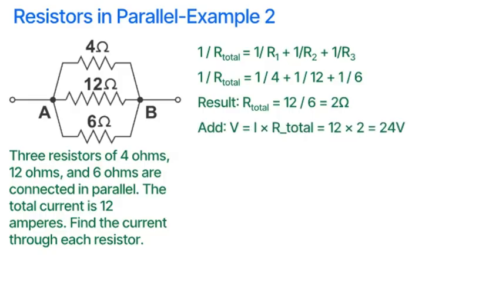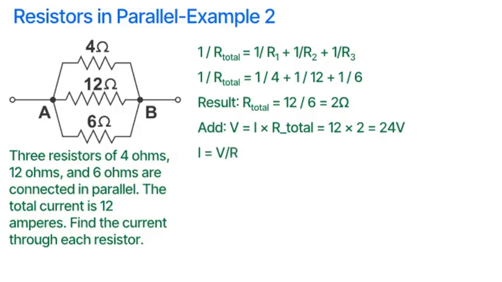Now use Ohm's law to find the voltage. Voltage equals total current multiplied by total resistance. 12 amperes times 2 ohms equals 24 volts. This is the voltage across each of the resistors.